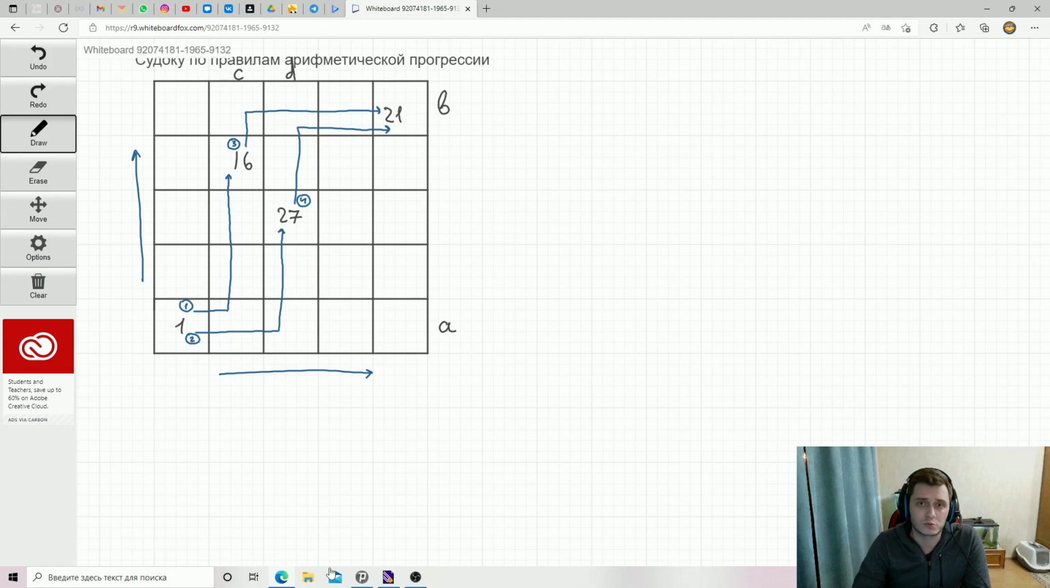Well, let's write down some equations that we can make based on these paths. Actually, we will use the equations to describe these very paths. Let's look at the first path. We step once from the unit. That is, we had a single 1. In the next cell there will already be 1 plus a, since it is an arithmetic progression. And then we go 1, 2, 3, three steps up, that is, plus 3c. And we get the number 16. If the logic is clear, let's proceed to the second path.